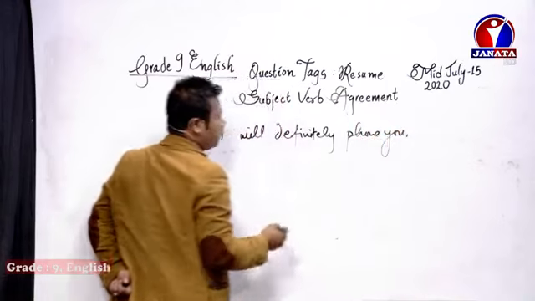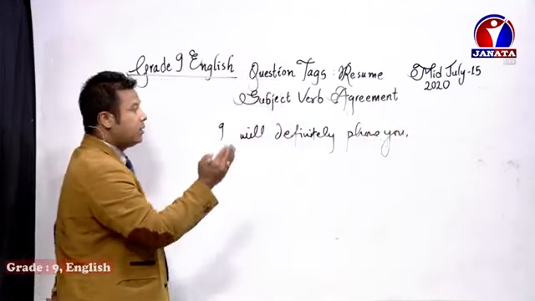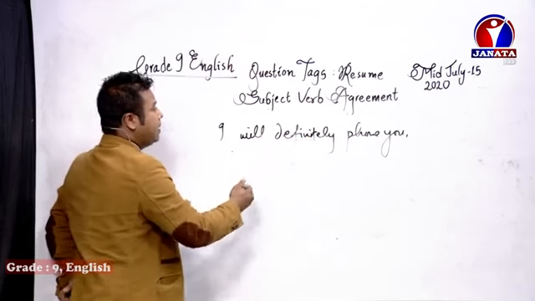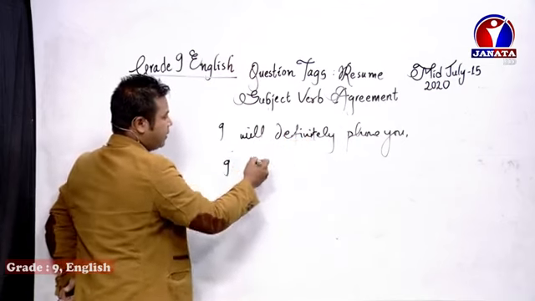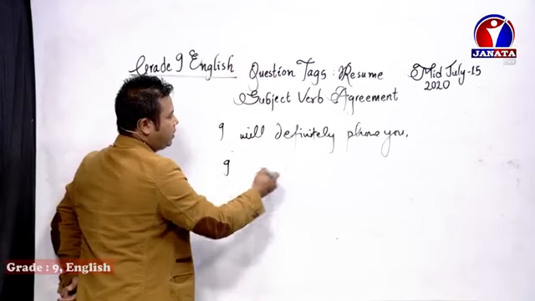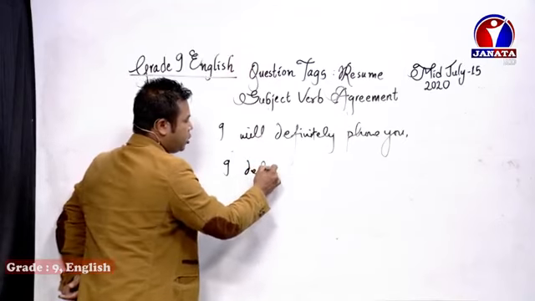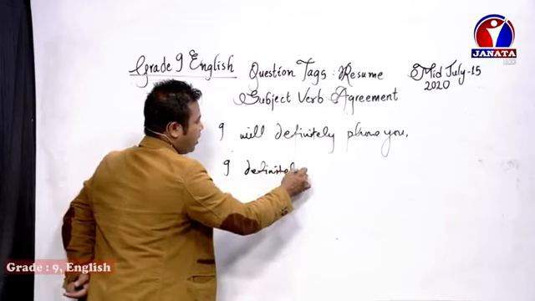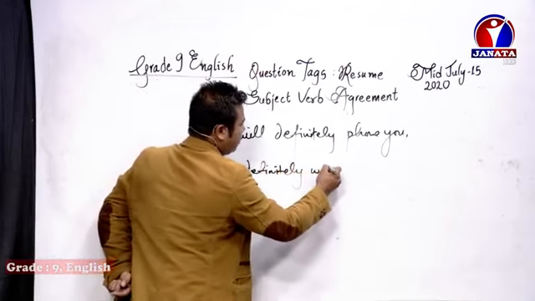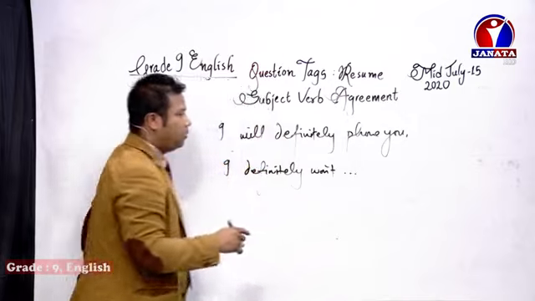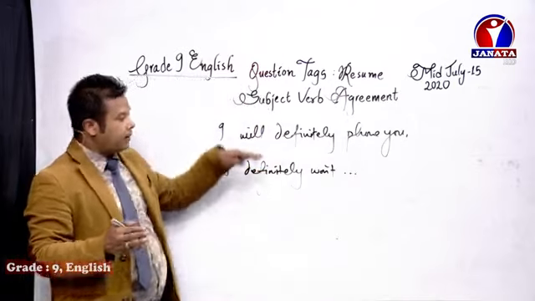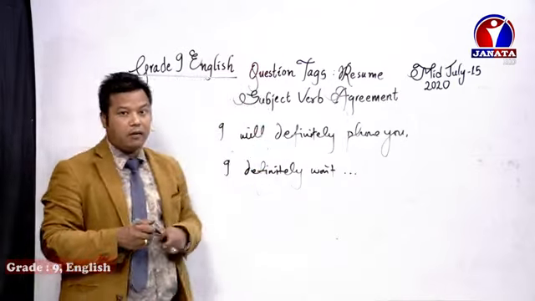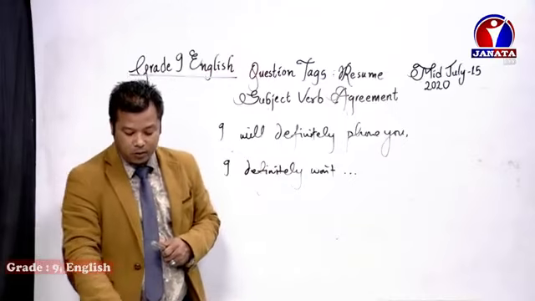Okay. The tag, of course, for "I will definitely phone you" is a negative tag. But if I make a negative sentence of this, should I write "I will not definitely"? No. You will make a slight change in the position of your "definitely". "I definitely won't phone you," and the tag becomes "will I?" That is how we understand the positioning of the word. That was the extra tip I give to you.